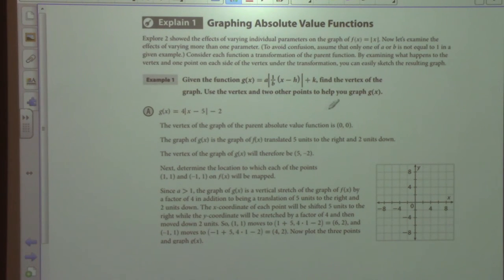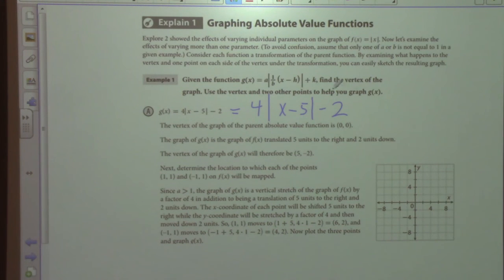So what is for this one right here? Can everybody see that pretty well? This one right here, Haley, you see that? Okay. Everybody see it? Okay. Now, we have this. Do you need me to write this bigger at all? Would that help? Sure. Yeah. So this is 4 times quantity x minus 5, absolute value, quantity minus 2.